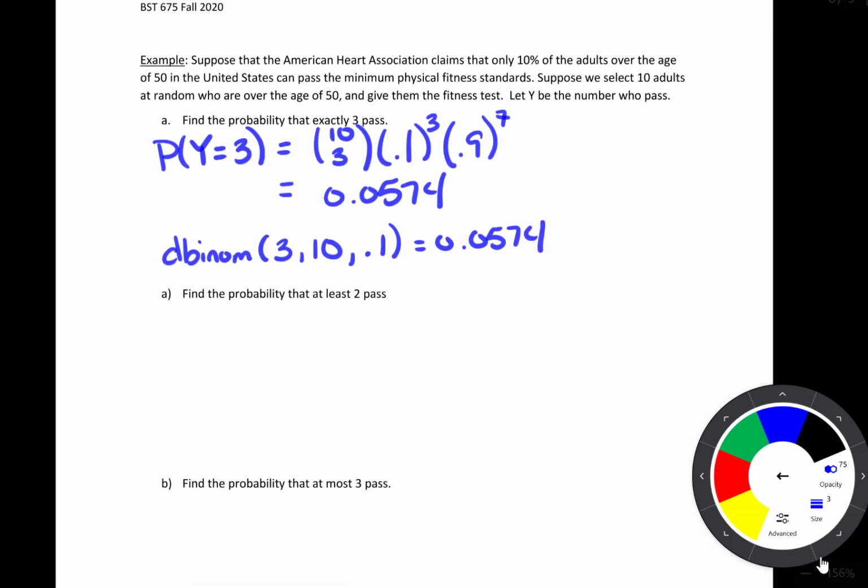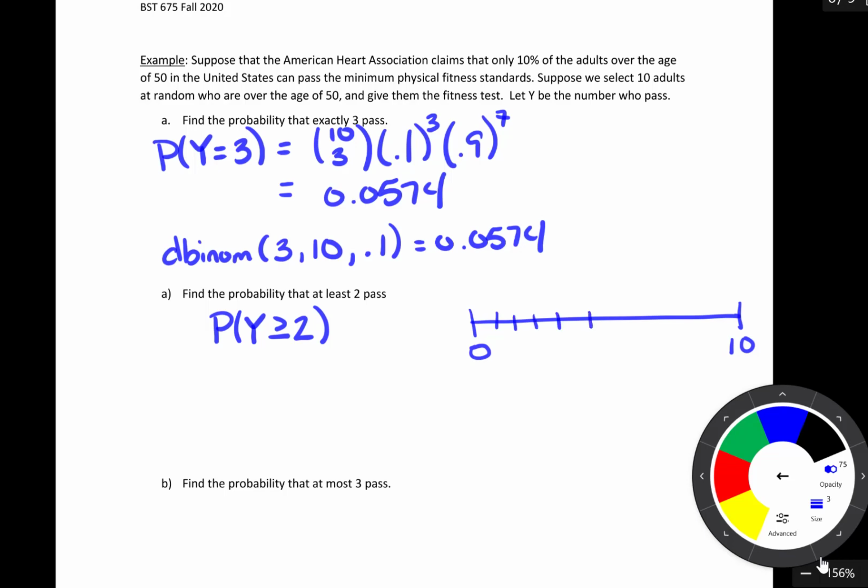Find the probability that at least 2 pass. So this means the probability of Y being greater than or equal to 2. Because if we have at least 2 pass, that means we could have 2, 3, 4, 5, all the way up to 10. Now, in order to calculate this, let's think about what a number line would look like for our potential answers. So Y could be equal to any number from 0 to 10. So we've got 1, 2, 3, 4, 5, 6, 7, 8, 9, and I realize they should be spaced better. But let's put those numbers below.